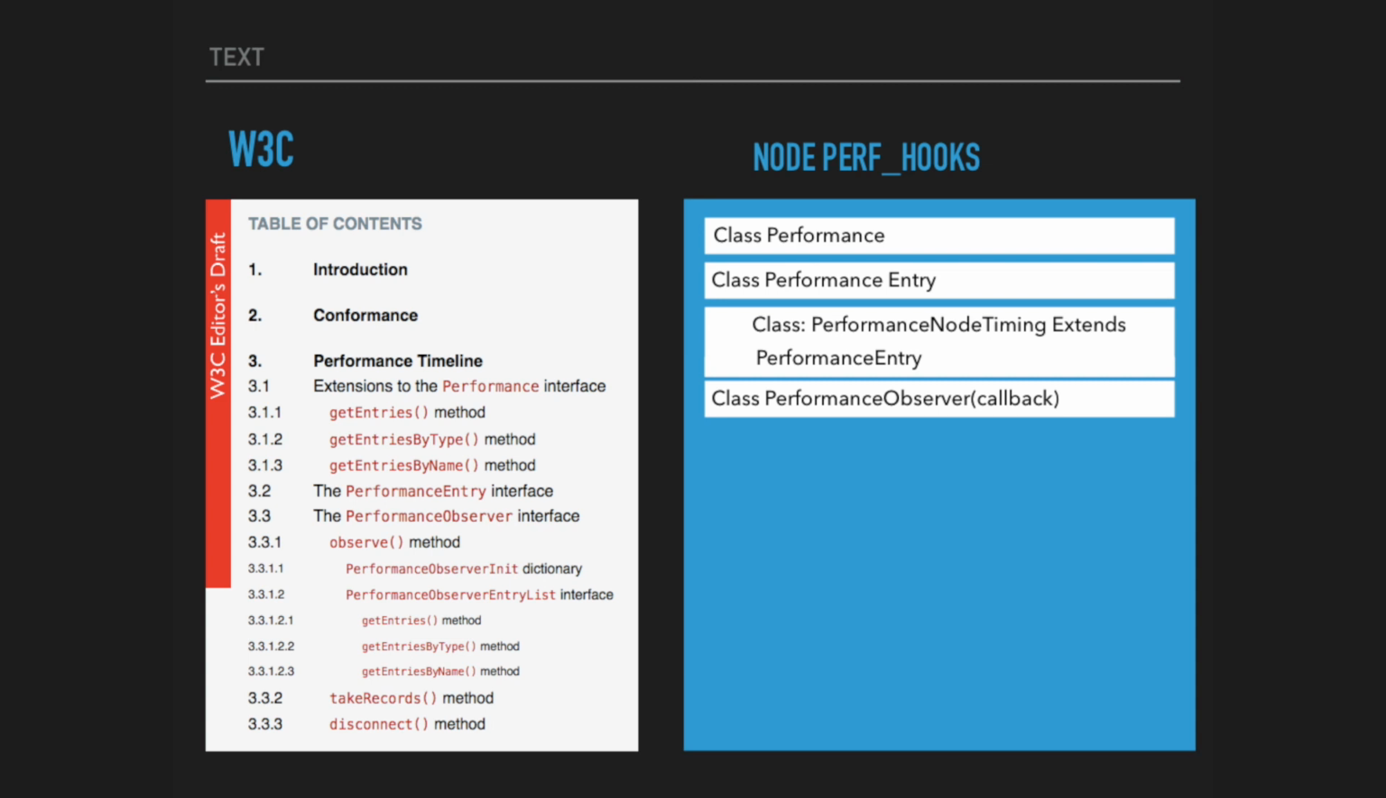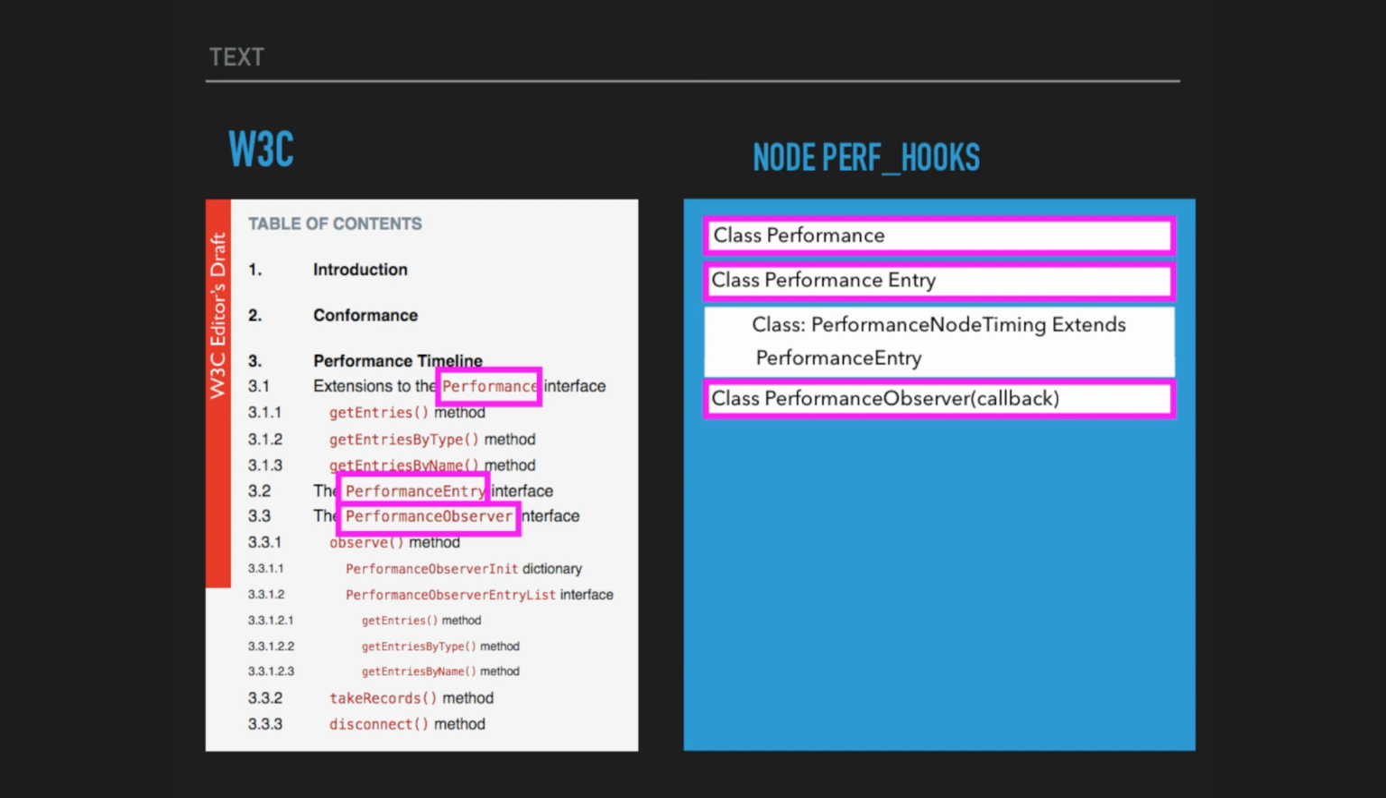So the Node performance hooks give us this class performance. We also have performance interface in this W3C performance timeline. We also have performance entry, I'm sorry. And then we also have this performance observer. One thing that you'll notice that's different is performance hooks give us access to this class performance node timing, which is an extension of performance entry. So what is that and how do we use it?